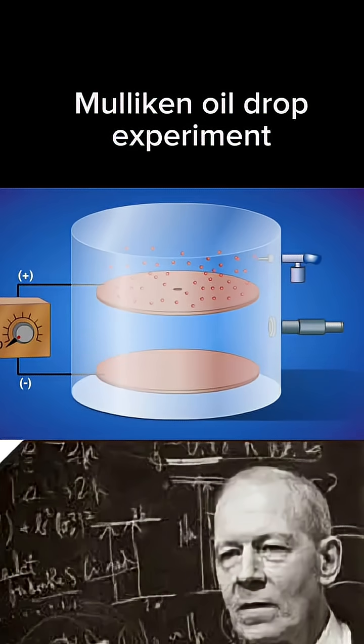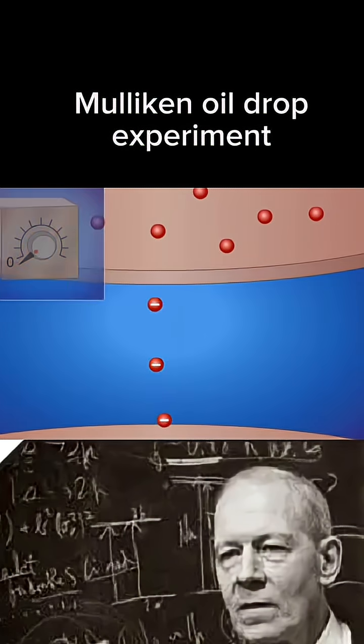The negatively charged oil droplets can be halted by adjusting the voltage across the two plates. As the voltage across the plates is increased, the velocity of the oil drops slows. As the voltage is increased further, some drops will begin to move upward toward the positive plate. If the voltage is set just right, an oil drop can be suspended.